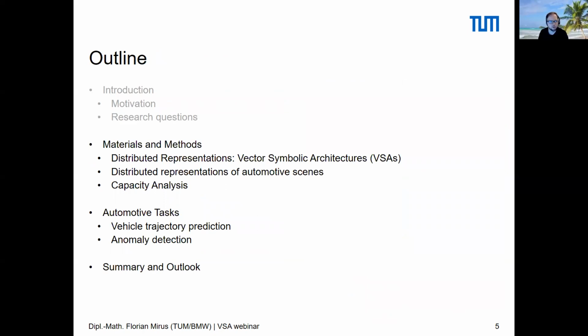Now I want to give you a quick outline. We already looked at motivation and introduction. The next part will be about materials and methods. I will briefly go over the ingredients, the vector symbolic architectures, and how we use them to generate representations of automotive scenes. A short look at the capacity analysis, and then I will focus on automotive tasks, mainly on vehicle trajectory prediction, but also a brief look at how these representations could be used for anomaly detection, and I will conclude the talk with a quick summary and outlook.